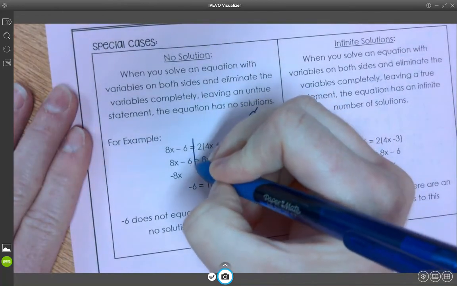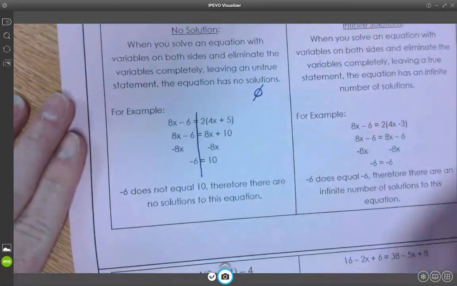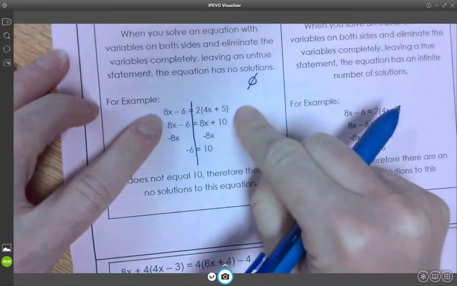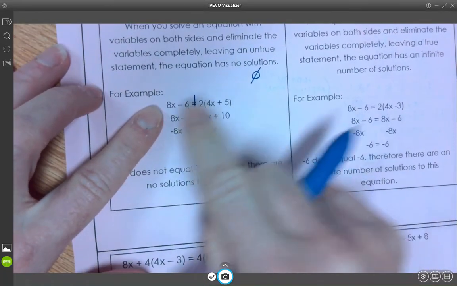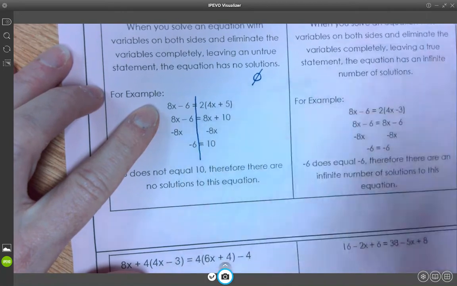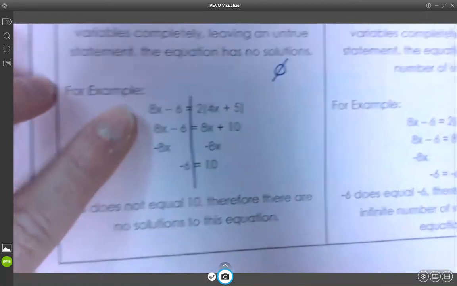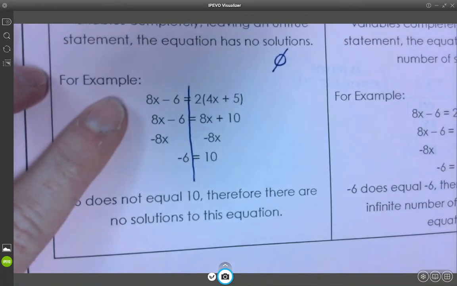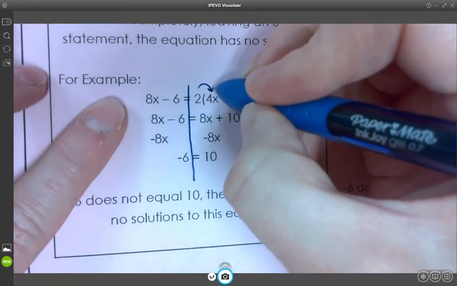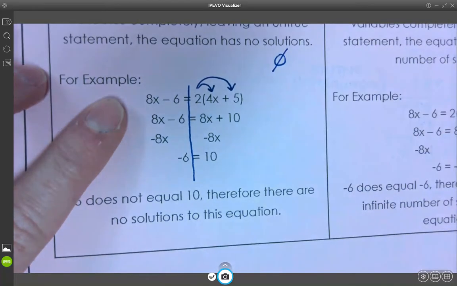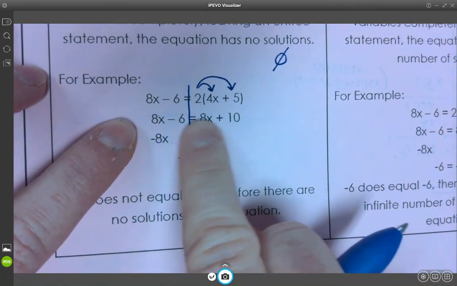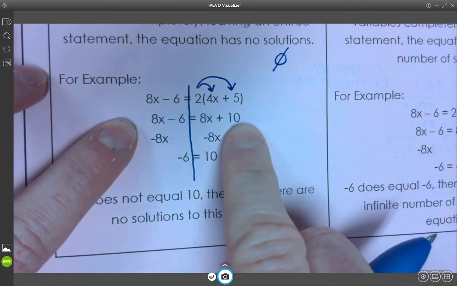Let's draw our line down the equal sign so we can look at our first example that's already been worked for us. So we have 8x minus 6 equals 2, parentheses, 4x plus 5. Whenever you distribute, it looks like this, and you get 8x minus 6 equals 8x plus 10.